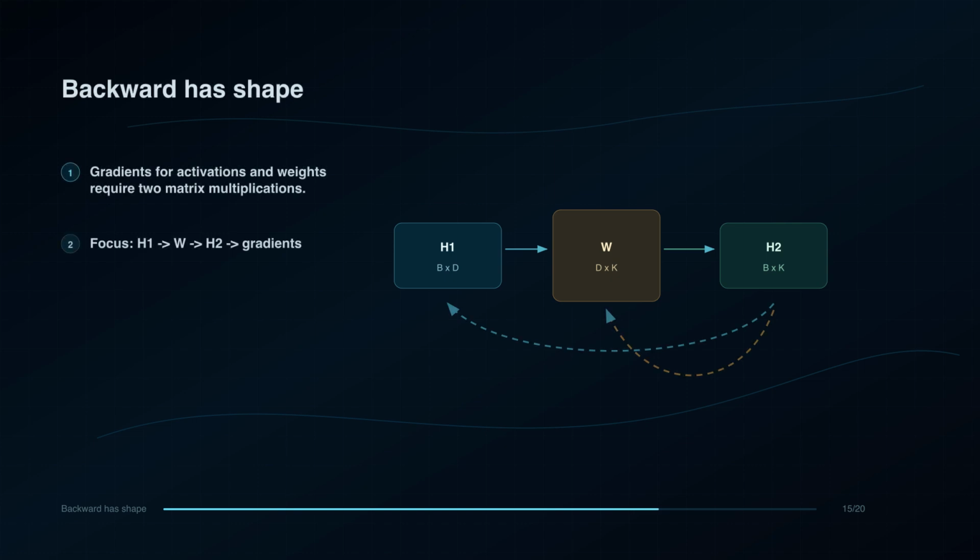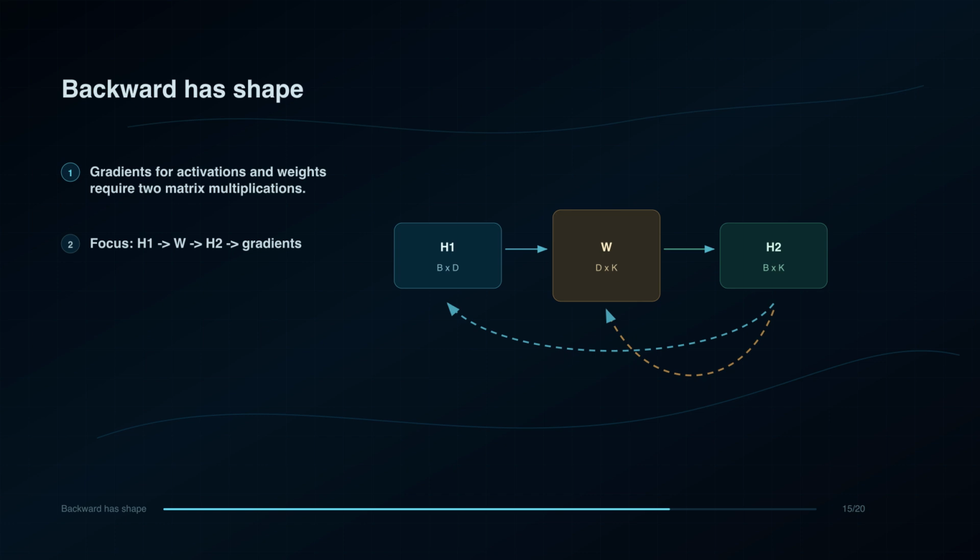Consider a linear layer, h2 equals h1 times w. Suppose the gradient arriving from later computation has the same shape as h2. To compute the gradient with respect to h1, multiply the arriving gradient by an appropriately transposed w. To compute the gradient with respect to w, combine h1 with the arriving gradient and sum over the batch or token positions that use the same weights. The first result must have h1's shape, the second must have w's shape. This is why the backward pass of a linear layer needs roughly 2 matrix multiplications, while the forward pass needed 1.